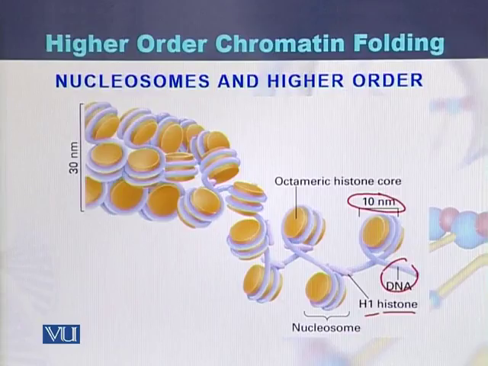Once the DNA is wrapped around the 8 molecules of the histones, the diameter of one nucleosome is either 10 nanometer or it can be 11 nanometer. But after joining with each other, the diameter of the nucleosomes becomes 30 nanometer.